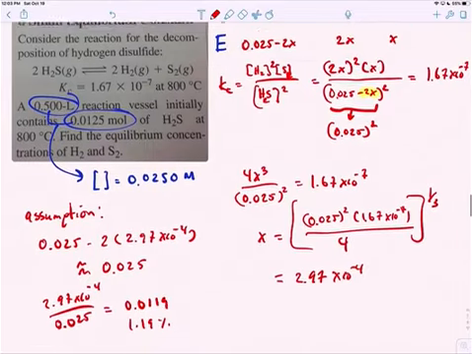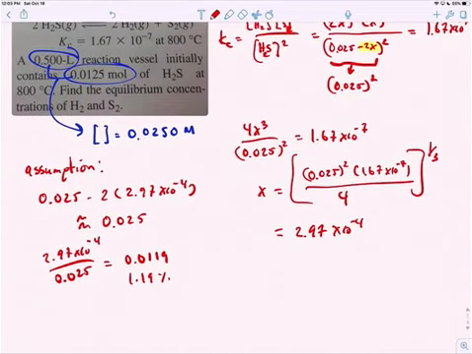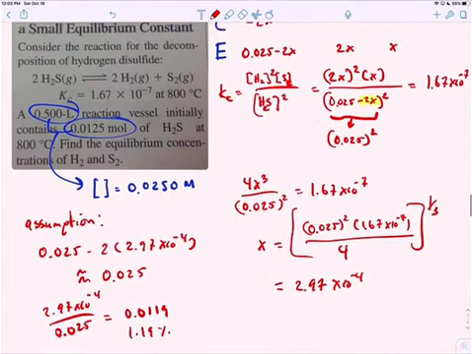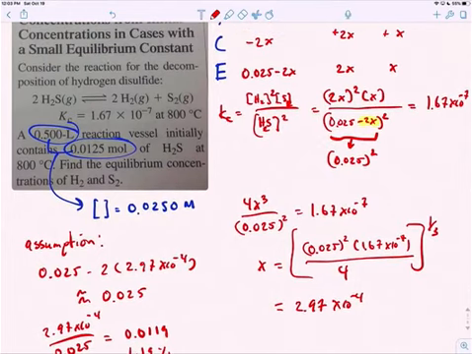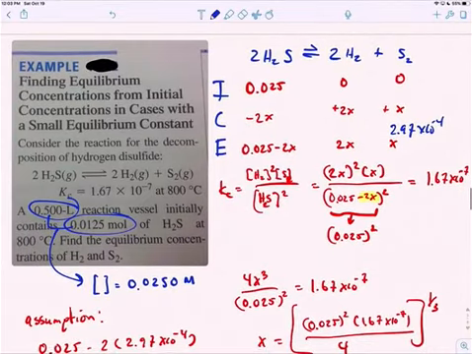We've solved for x, and we want the equilibrium concentration. The original question is, what's the equilibrium concentration of hydrogen and sulfur? Sulfur, I'll change colors, go back to blue. So sulfur is going to be 2.97 times 10 to the minus 4. And hydrogen is 2x, so hydrogen is 2 times that. So that's going to be 5.94 times 10 to the minus 4.